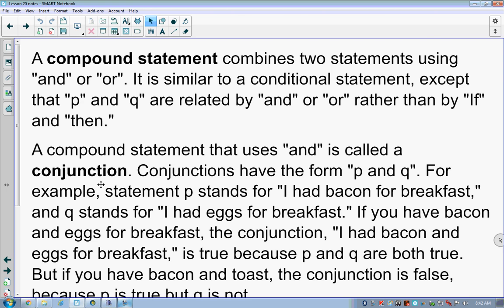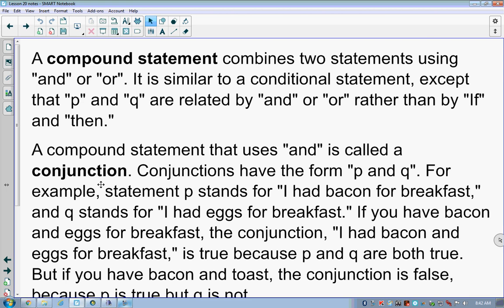When we have the word or, it's a disjunction. When we write these things up on a number line, a disjunction is going to have arrows that go in opposite directions, right? When it's a conjunction, you're going to see that they run into each other. They fill in, okay? It's similar to a conditional statement, except that P and Q are related by and or or rather than if and then. So a compound statement uses and as a conjunction. We've talked about that. Conjunctions have the form of P and Q.